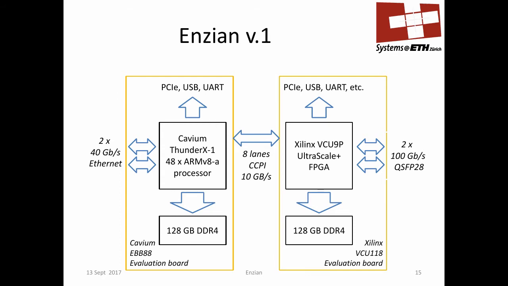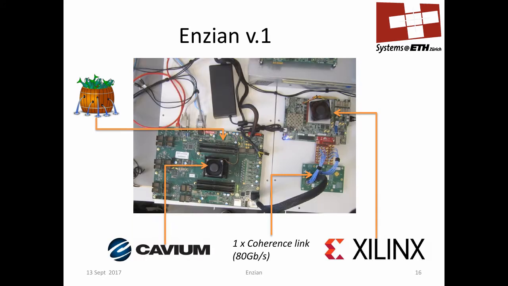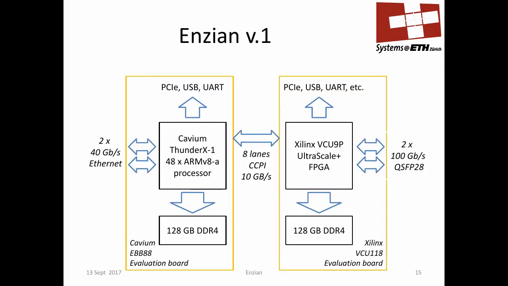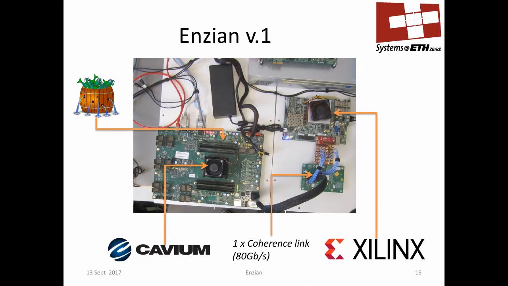We've essentially got a coherent FPGA and a serious server class processor up on the board. It actually looks like this. This is a picture of David's desk. So here's the Cavium board, here's the coherence link, and here's the FPGA board. So this gives us, that's not 80 gigabytes a second, 80 gigabits a second. This is one of 3 links that the processor will support.